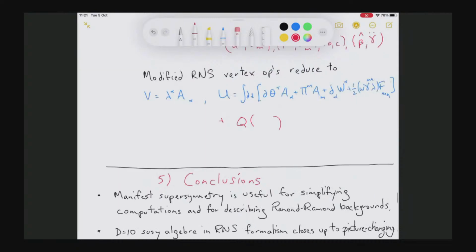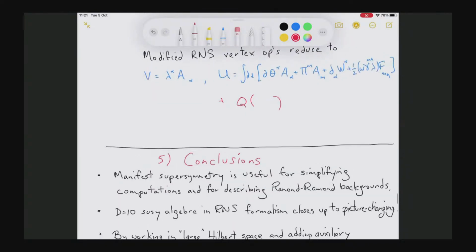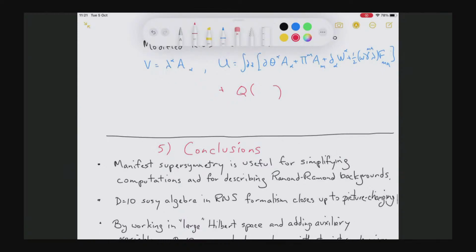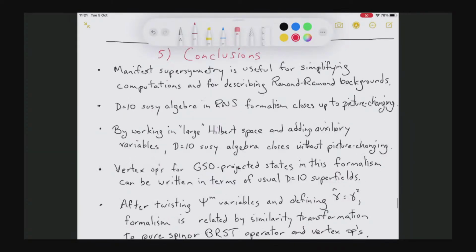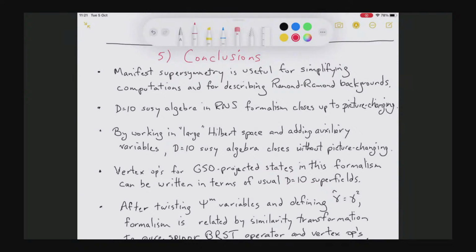Okay, so scattering amplitudes are more complicated because, of course, in the RNS formalism, we have this superconformal language of computing scattering amplitudes. In the pure spinor formalism, we do have a mechanism for computing scattering amplitudes, but it involves introducing regulators, which I'm happy to go into during the discussion session, but I don't want to talk about it yet. Okay, so let me just conclude and then I'll say something about scattering amplitudes.